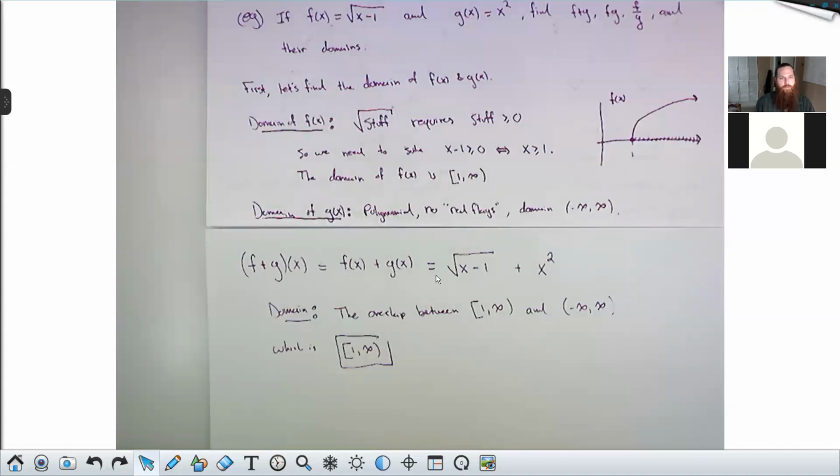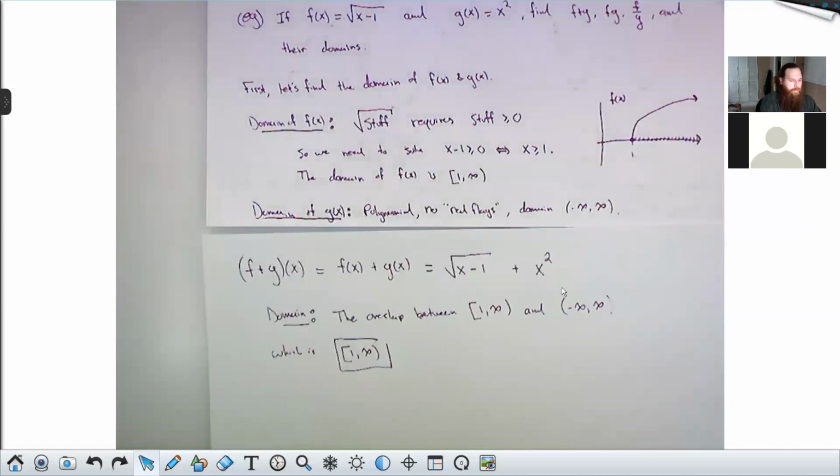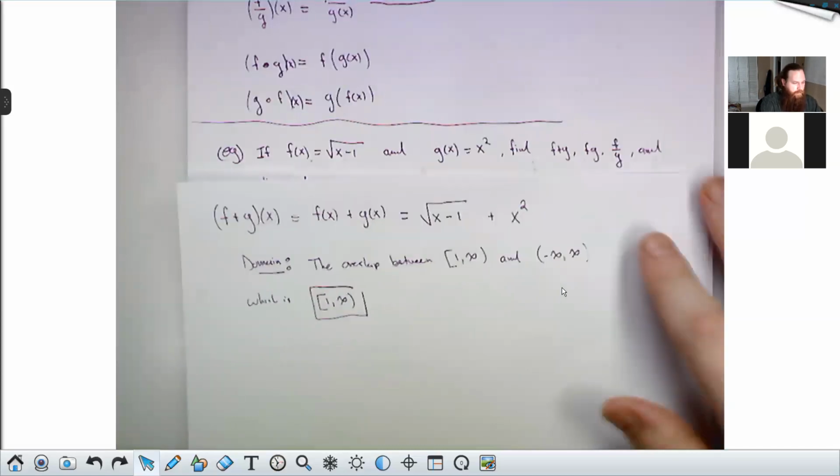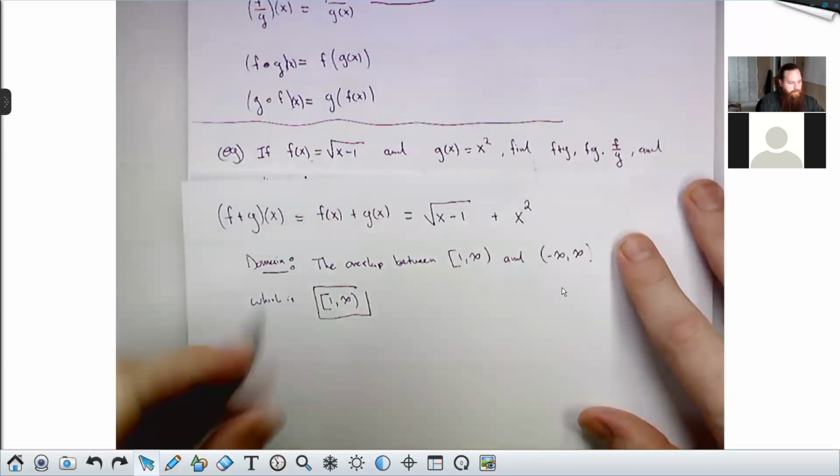So here, the domain of f plus g is the overlap between the domains of f and g. The domain of f is this, the domain of g is this, and if you look for the overlap, it's just this. Or play the red flag game with this. And the red flag game is what I'm going to summarize for you after this in case you've forgotten. But in order to keep the class on track, the next thing we need to do is find f times g.